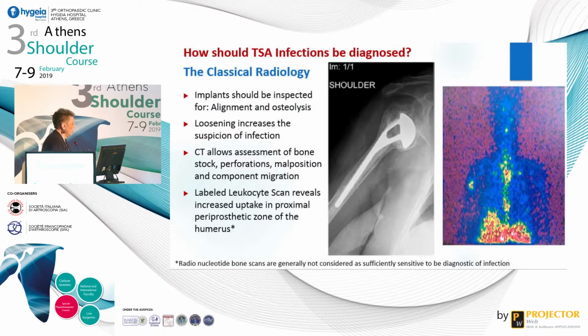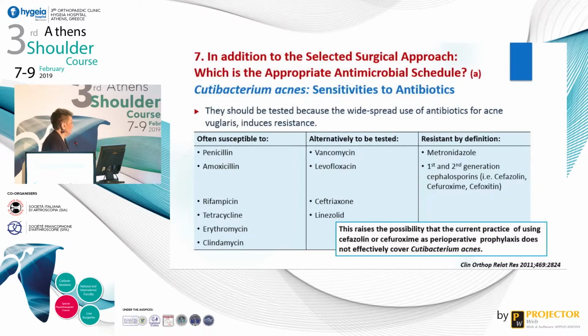I'm not going to speak about classical radiology. You know better than me all the CT findings, but among scans, I think that labeled leukocyte scan reveals increased uptake in the proximal periprosthetic zone of the humerus. Contrary, if you use technetium scan, this is quite difficult to interpret and you cannot trust the results.